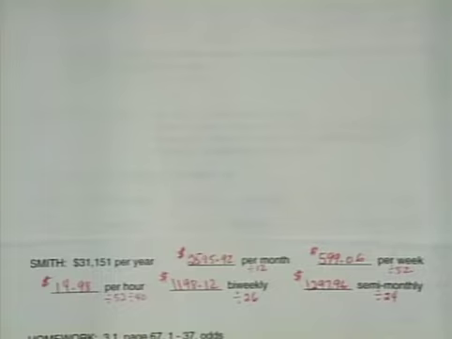It says Smith makes $31,151 per year. Well, we want to come up with monthly, weekly, hourly, biweekly, and semi-monthly paychecks. I'm going to give you a minute to see how those are going. See what your numbers look like. Who's shaking their head back there?